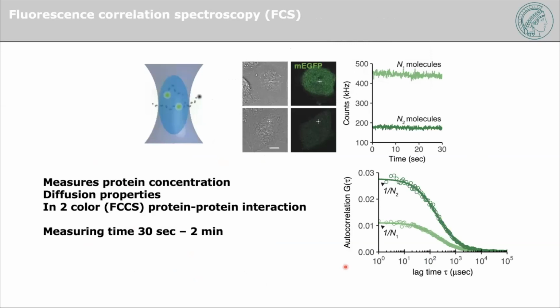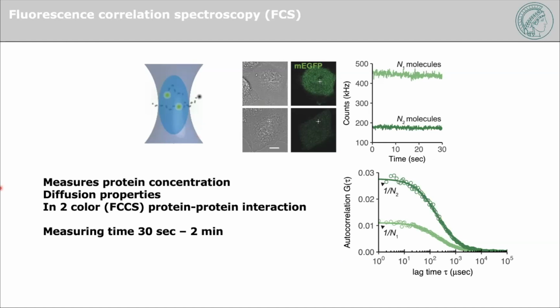And then in one effort, we combined FCS, which is a method to basically measure the fluctuations of fluorophores passing through the confocal volume. And from this fluctuation, you can read out the number of molecules, diffusion properties, and if you are in two colors, even protein-protein interactions.